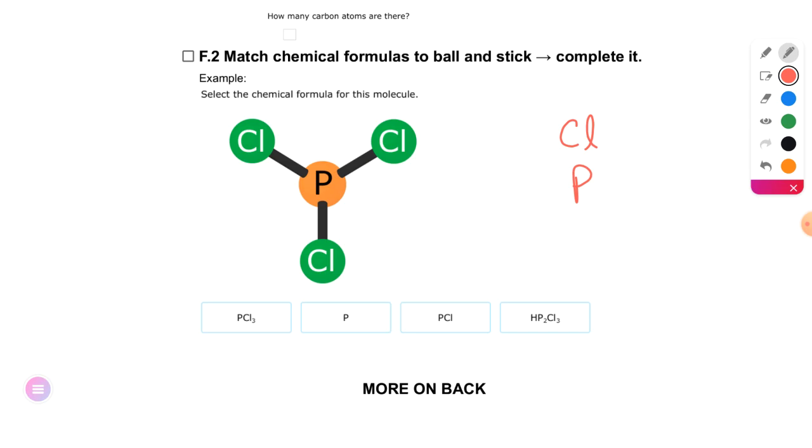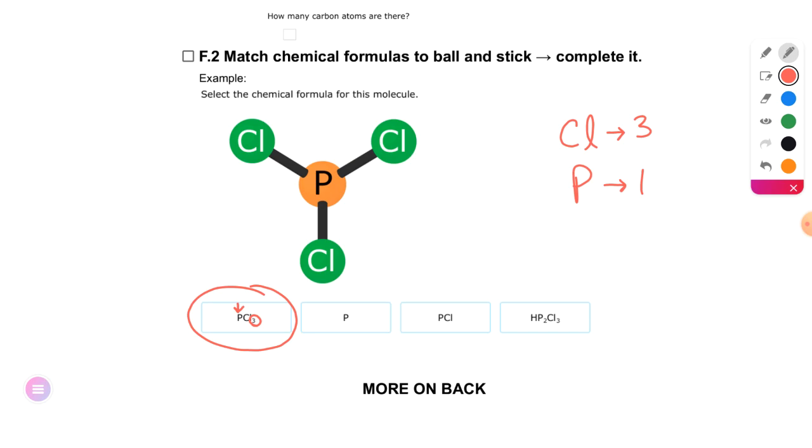What else do you think is important when they're writing the formulas, Hutley? Yeah, how many of each of those? So how many CLs do we have? 3. How many P's do we have? Just 1. So now we have to go down here and see which of the formulas say that. So who thinks they see which one matches? Aubrey? Yeah, this one right here, because there's 1 P and there are 3 CLs.